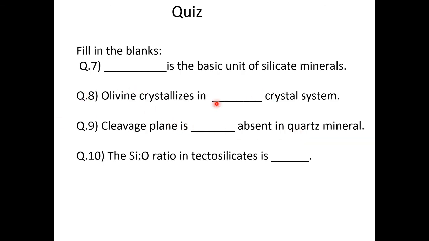Next question is, dash is the basic unit of silicate minerals, as you all know. Olivine crystallizes in what crystal system? Cleavage plane is dash in quartz mineral. I have given the answer here only: cleavage plane is absent in quartz mineral. Sorry for that. Next question is, the silicon to oxygen ratio in tectosilicates is. So you can figure it out.